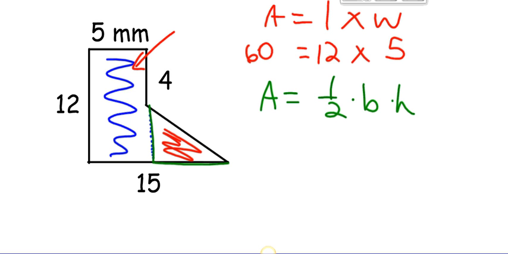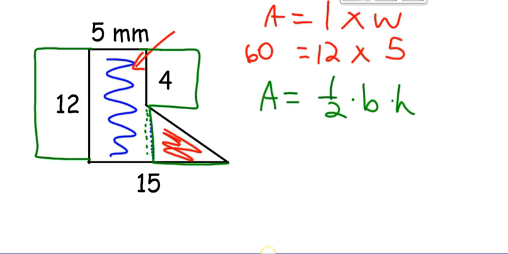Well, we got to use the clues we're given to help us solve for this. We know that this distance is 12, and we know that this distance is 4, which would mean our dotted line should be 12 minus 4. So 12 minus 4 gives us an answer of 8. Okay, so that's one of my numbers. I'm going to throw it right there.